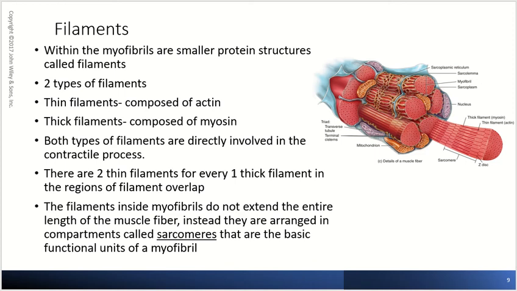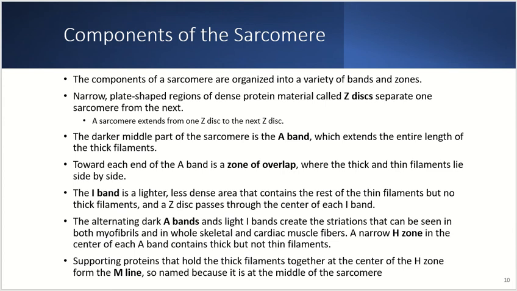The filaments inside the myofibrils do not extend the entire length of the muscle fiber, however. Instead, they are arranged in little compartments called sarcomeres, and these are the basic functional units of our myofibril. So looking at the components of the sarcomere, we're going to go through all of these different parts, and then we're going to look at an actual image of the sarcomere, and you can try to put those two things together.